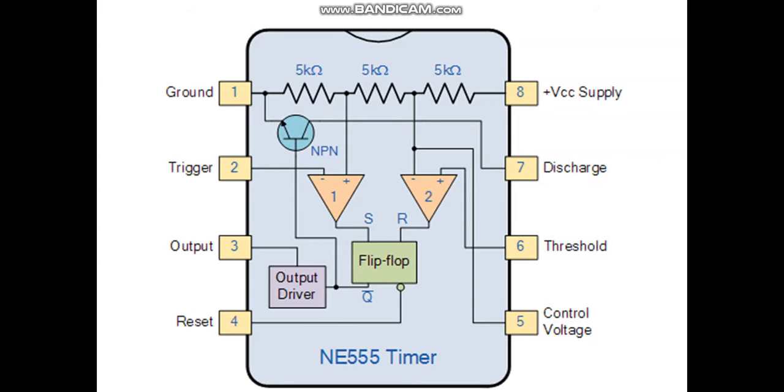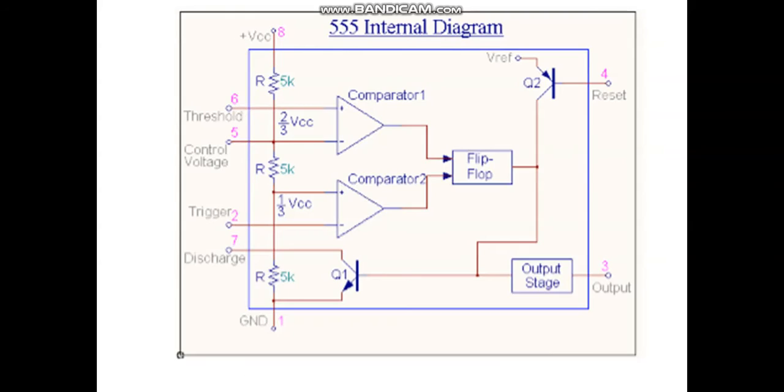So this is about the internal block diagram. The same block diagram has been shown here again, with the external reset pin, Q2, and output voltage. The output stage consists of an inverter. You can see 5K, 5K, 5K here. This is 1 by 3 and this point is 2 by 3.